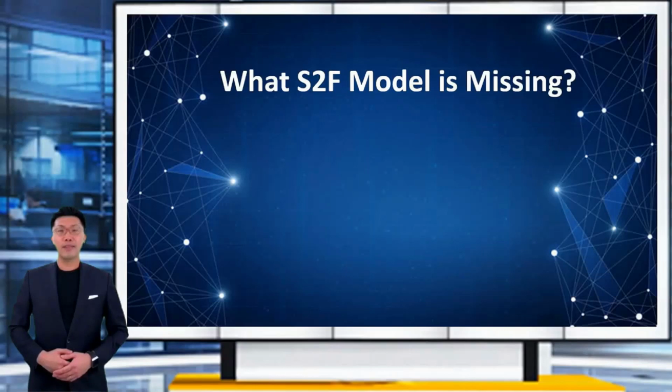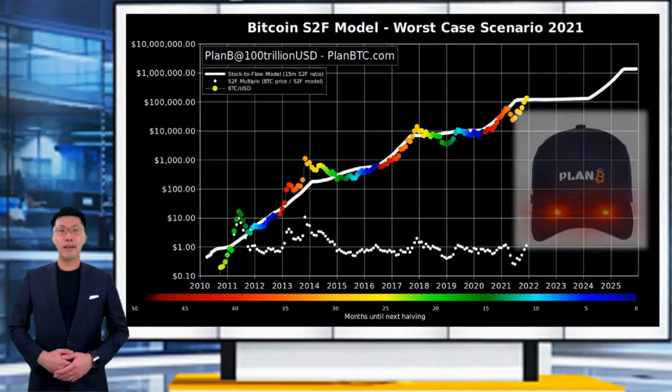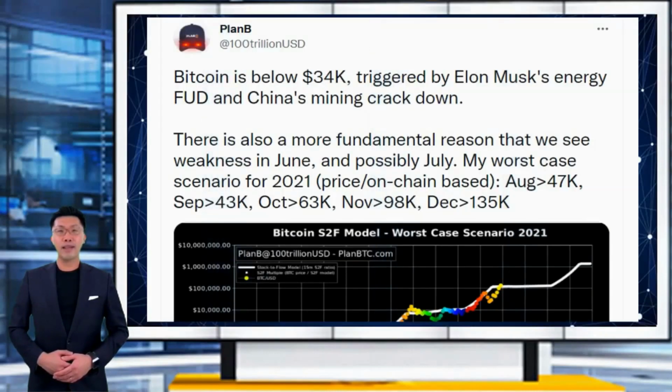What is the Bitcoin S2F model missing to reach 100K? I really appreciated Plan B's S2F model. It is quite simple and a good reference for Bitcoin investors in the long term. His short-term predictions are based on the floor model. His short-term predictions were quite correct for three months in August, September and October. But his prediction is wrong in November and will be wrong in December as well.